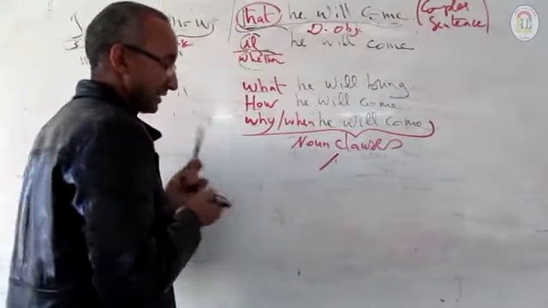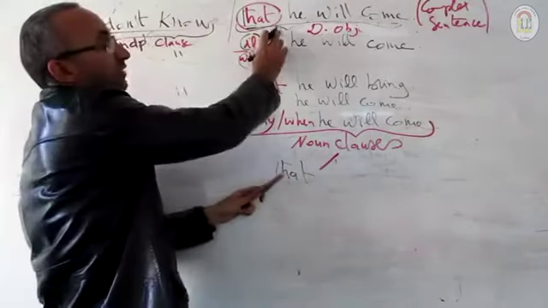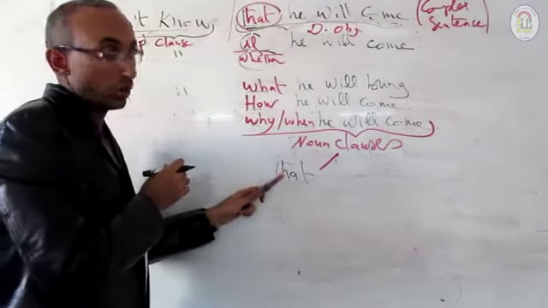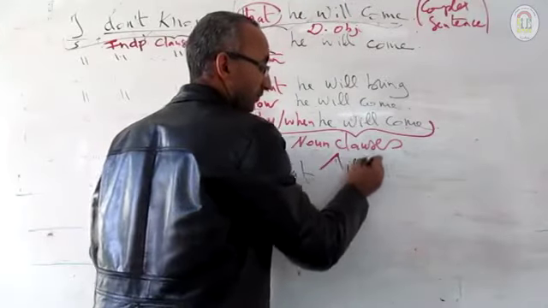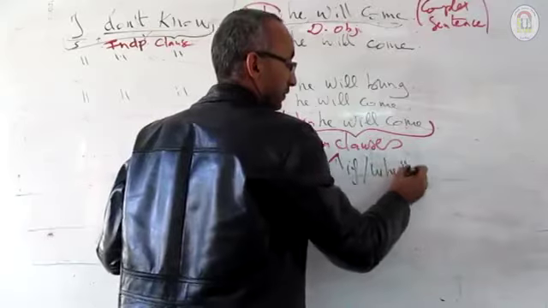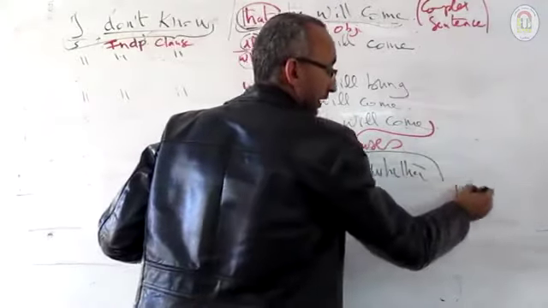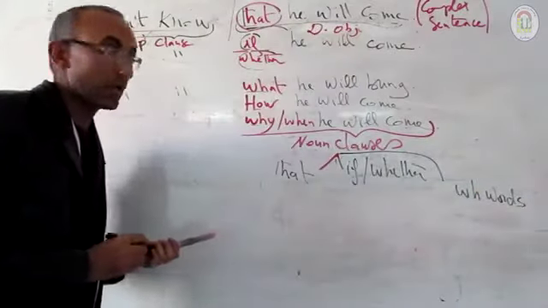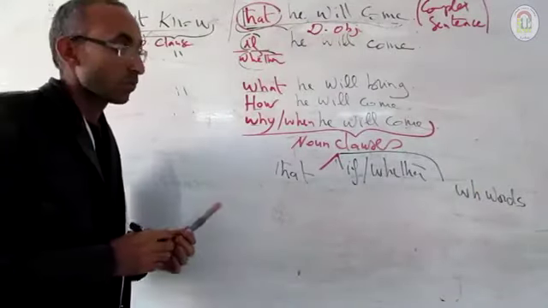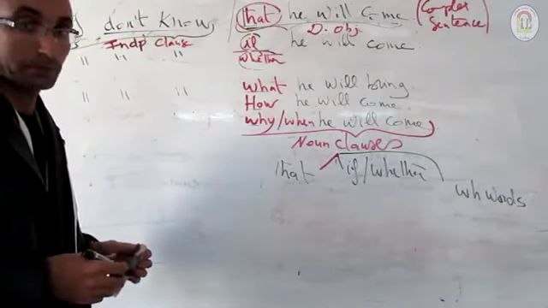Number one is that. That's why in some grammar books, the noun clause is called that clause. Clear? Also with if or whether, and also with WH words. Okay, when, what, how, why, and so on. Alright. Clear?